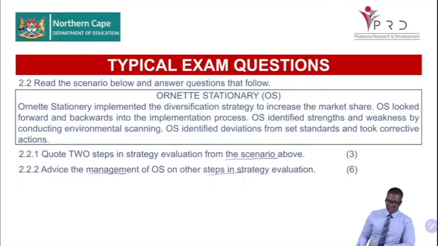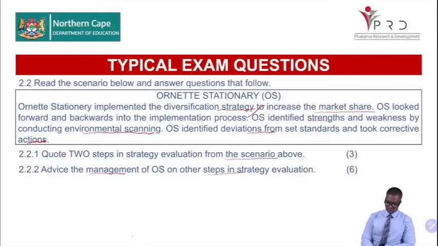So we have Honest Stationery, OS. Honest Stationery implemented the diversification strategy to increase the market share. OS looked forward and backward into the implementation process, and then OS identified strengths and weaknesses by conducting environmental scanning. Then another one is OS identified deviations from set standards and took corrective action.